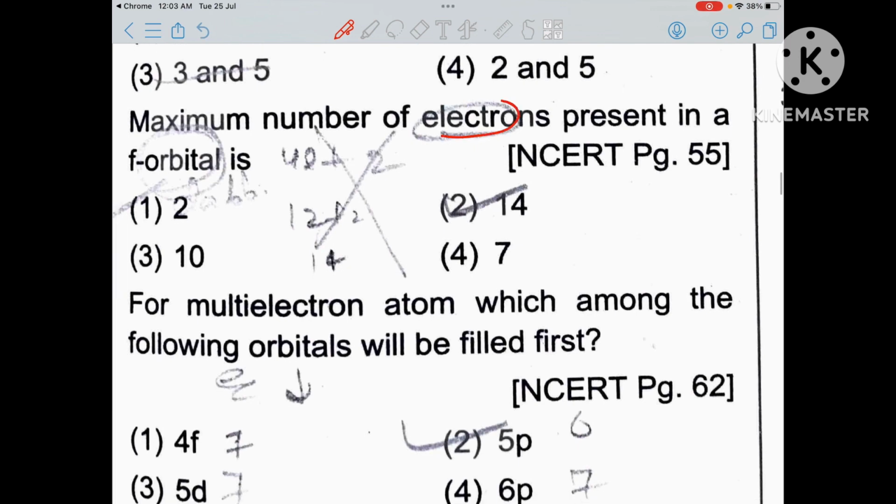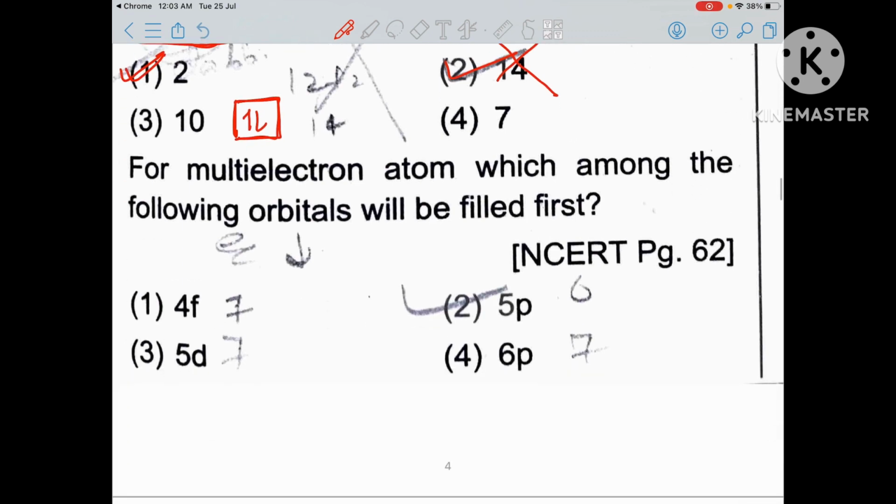Maximum number of electrons present in an f orbital. Here, see, I have marked 14, but this is not the answer. This is where you commit mistakes. He's talking about an orbital. Whatever s, p, d, f, whatever orbital it is, in one box you can fill a maximum of 2 electrons only. Please be careful.